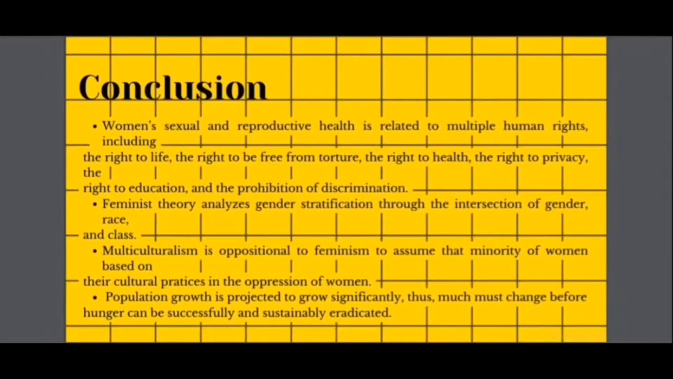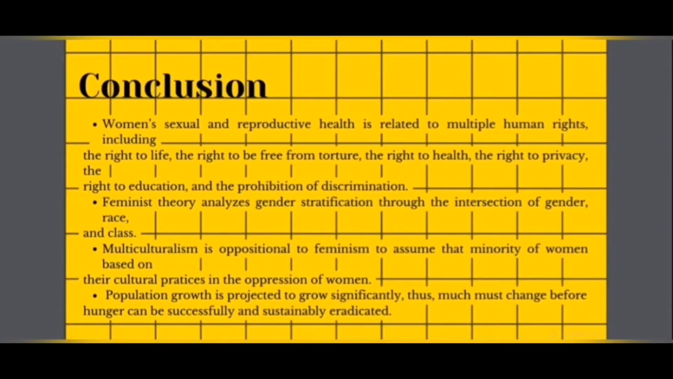Women's sexual and reproductive health is related to multiple human rights, including the right to life, the right to be free from torture, the right to health, the right to privacy, the right to education, and the prohibition of discrimination. Feminist theory analyzes gender stratification through the intersection of gender, race, and class. Feminism focuses on the theory of patriarchy as a system of power that organizes society into a complex of relationships based on the assertion of male supremacy.